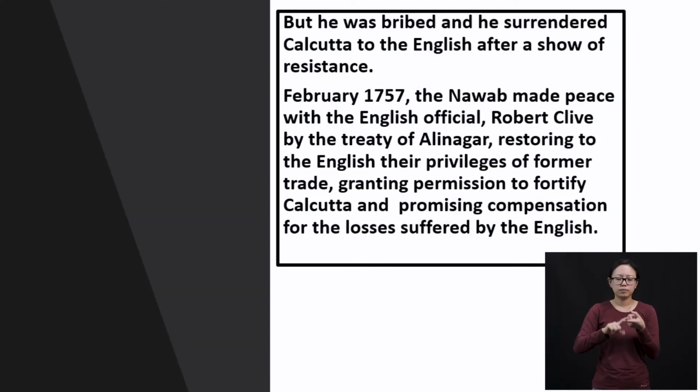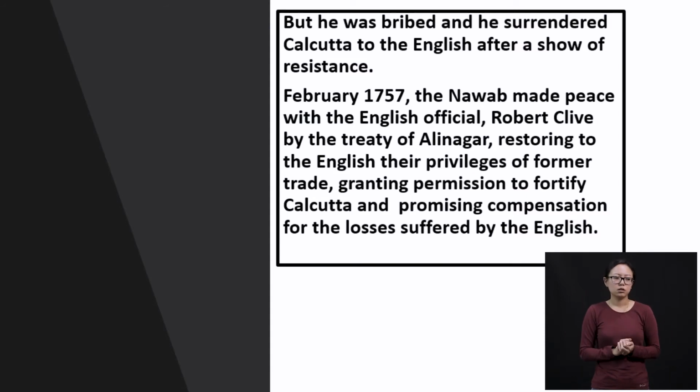And in February 1757, the Nawab made peace with the English official, and the famous Robert Clive Treaty happened in Alinagar. According to this treaty, it restored to the English all their privileges, especially for trade, and granted the permission to fortify Calcutta. So if you fortify a city, you are very sure that nobody else can attack you, or you are in a powerful and strong position.